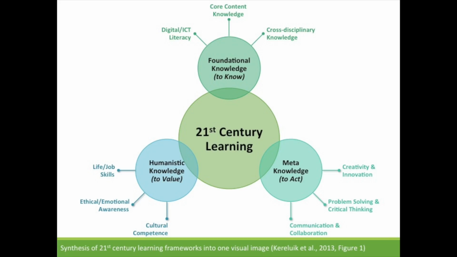There were some researchers at Michigan State University last year who did a meta-analysis of all the popular literature, books, trade magazines, whatever, that use this concept of 21st century skills, learning, or otherwise. And they took it all and they were able to say, all right, when we say 21st century learning, we're talking about 3 things. We're talking about humanistic knowledge, meta-knowledge, and foundational knowledge. So they took all of that and were like, all right, gang, here's what we're really talking about.